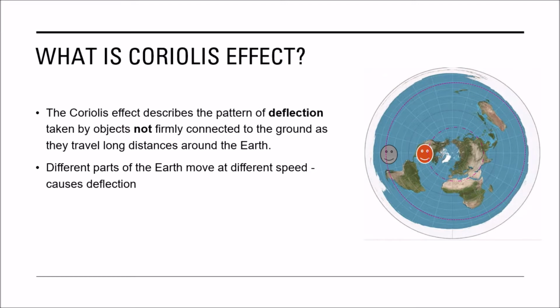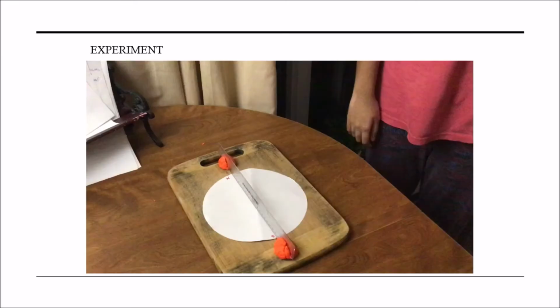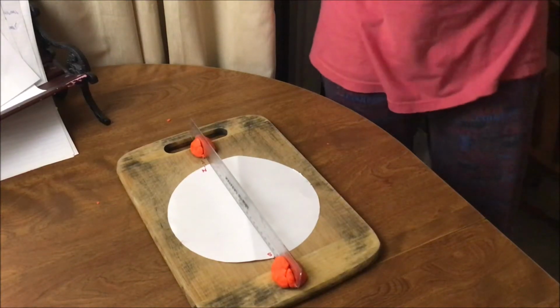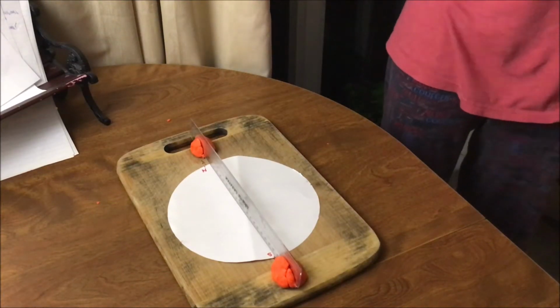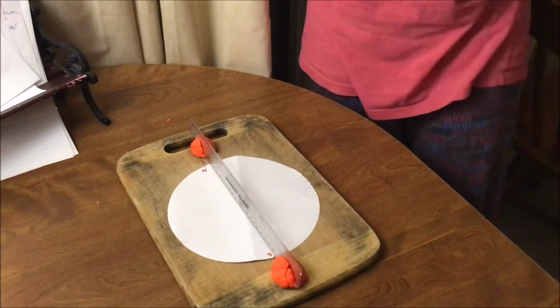This change in speed can cause an object that travels above the ground to appear to move in a curved path and also to get deflected. Let's do an experiment to actually visualize what happens when something goes in a straight path. The Coriolis effect may sound complicated, but here I have a simple experiment to show how it works.